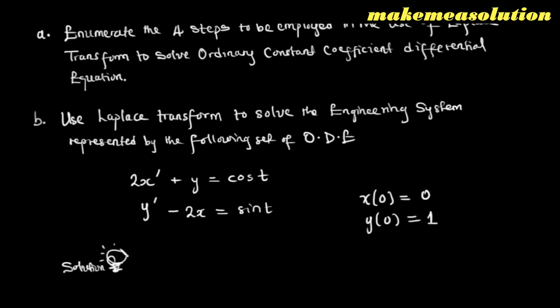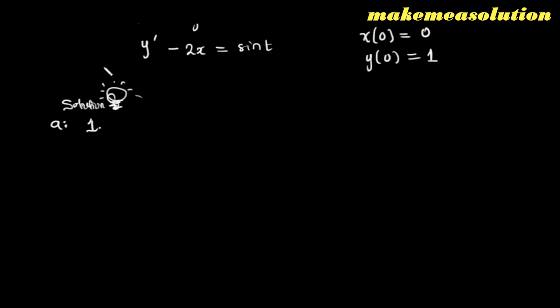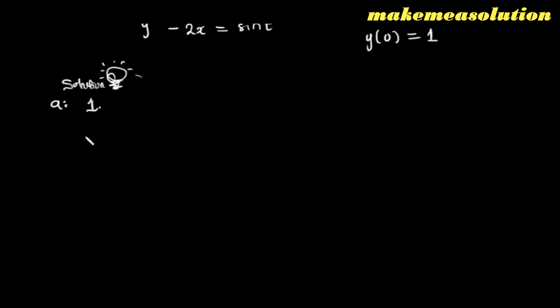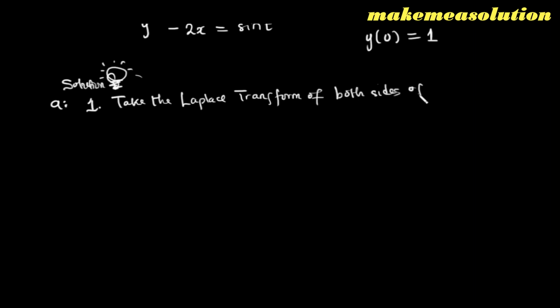So for the first one, we are going to list out 4 steps that are usually employed in the use of Laplace transform to solving ordinary, as you can see, constant coefficient differential equation. So number 1 is you need to take the Laplace transform of both sides of the differential equation.